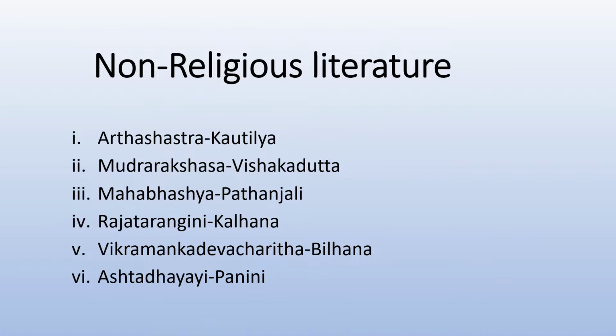Non-religious literary sources are Arthashastra, Mudrarakshasa, Mahabhashya, Rajatarangini, Vikramankadevacharita, Ashtadhyayi, Malavikagnimitra, Charaka Samhita and Susruta Samhita, and Harsha Charita. Here, Arthashastra. Arthashastra is a famous book on statecraft written by the famous philosopher Kautilya, also known as Chanakya.